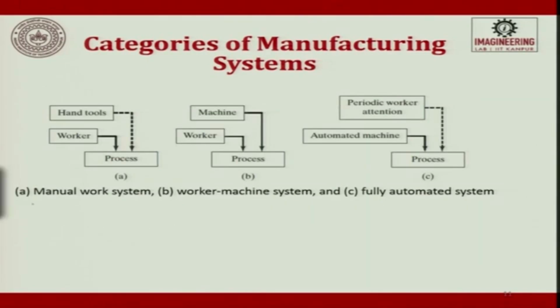So, whatever we have discussed, it is given here. We have a process, you have a worker, you have a hand tool, this is manual work. When we talk about worker machine system, you will have a worker, you have a machine, a process is there. Then here, if you see, these are the process and here you automate it, and then periodically the worker comes and either supervises or gives attention for a very small span of time as compared to that of the entire shift.